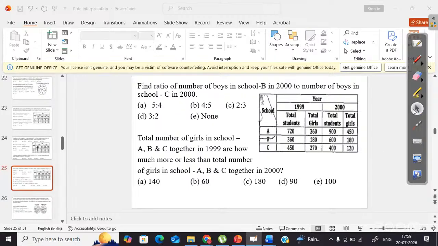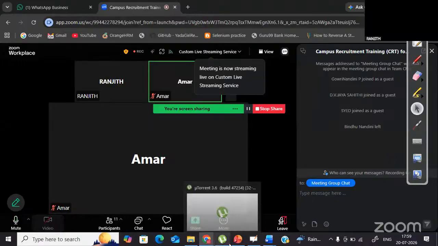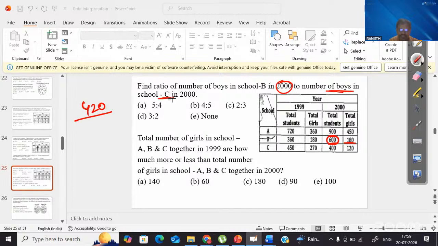Find the ratio of number of boys in school B in 2000 to the number of boys in school C. So total number of students is 600, girls will be 180 and the difference is 420 to the number of boys in school C. So it will be equal to 10, it will be equal to 3.